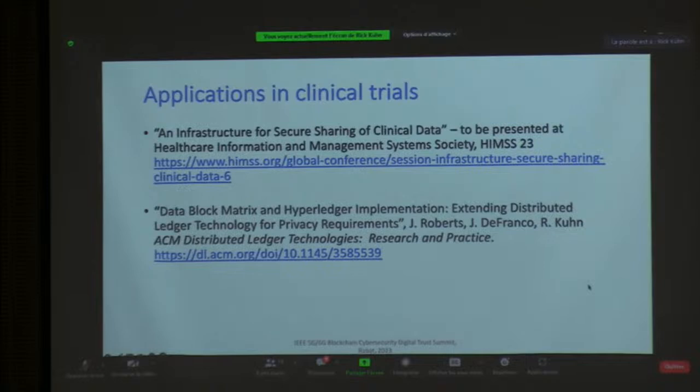So far, the most interesting application seems to be in clinical trials for pharmaceuticals. And we have a couple of things discussing this. An upcoming Healthcare Information and Management Systems conference, a huge conference held every year, will have some of our people presenting this work. Also, there's a new publication coming out in an issue this year of the ACM Distributed Ledger Technologies journal describing some of this work.